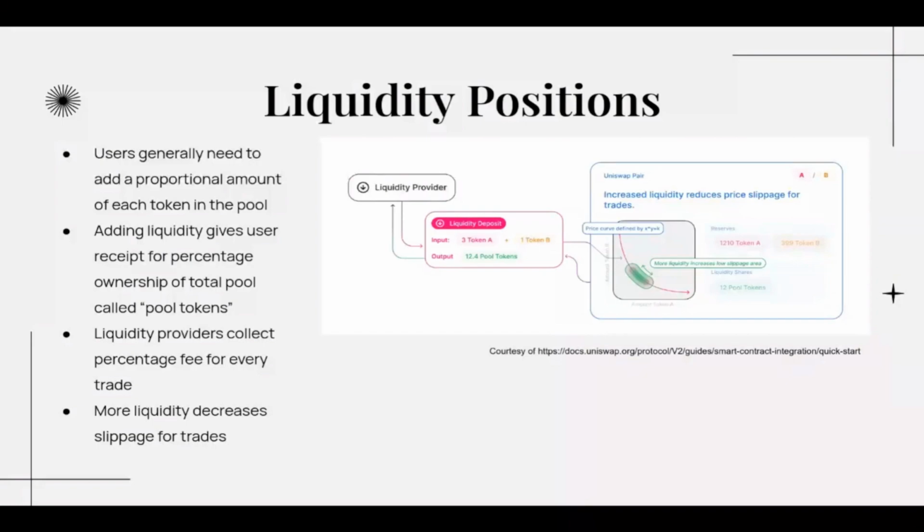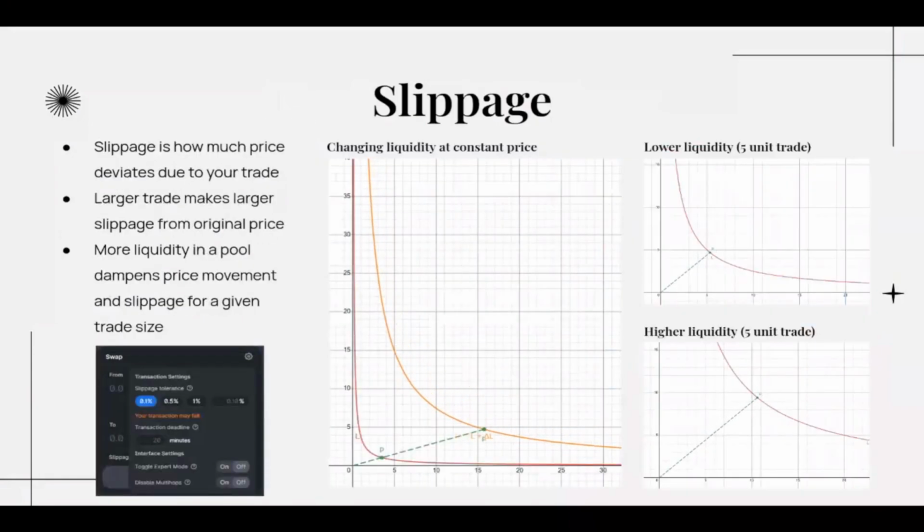And so you get pool tokens and these are also composable. So in some cases, you can deposit them places and get yield. That's sort of what happened a couple of years ago with yield farming. In some cases, you can borrow against these. They're basically composable products in the DeFi space, these pool tokens. And I'll talk a little bit about slippage now.